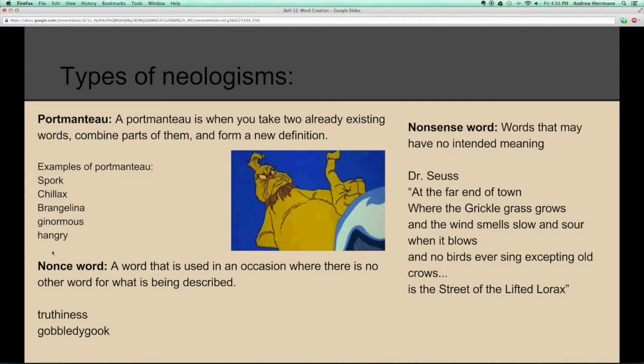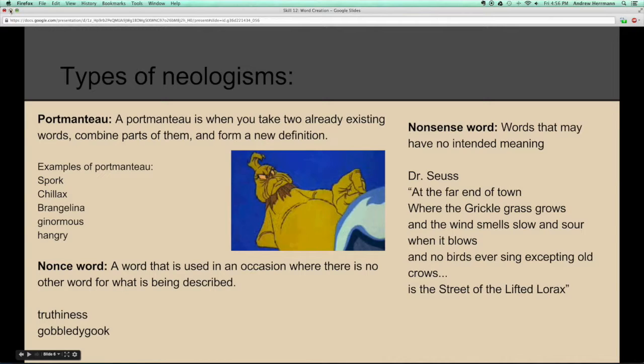Dr. Seuss created many of these, just like in this example. At the far end of town where the grickle grass grows, grickle grass does not exist, and he doesn't really go into any more detail about what grickle grass is. So it's another example of a neologism.